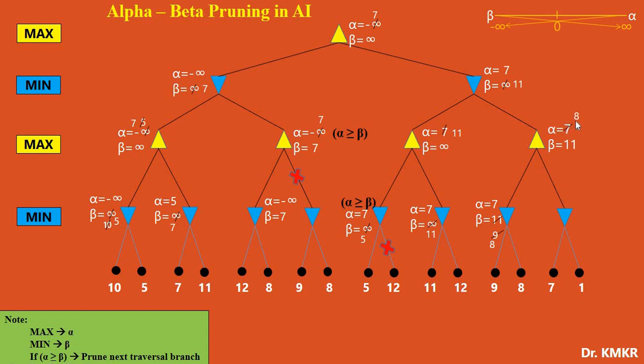Now pass this alpha is equal to 8 and beta is equal to 11 value to the child node. And here at the minimum player level, that is beta value 11 has to be compared with this 7. Yes, 7 is obviously lesser than 11, so update 11 with 7. And here we have to note that alpha is greater than beta, so we need not traverse the next branch, prune it. So the final value of alpha is 8 and beta is 7.